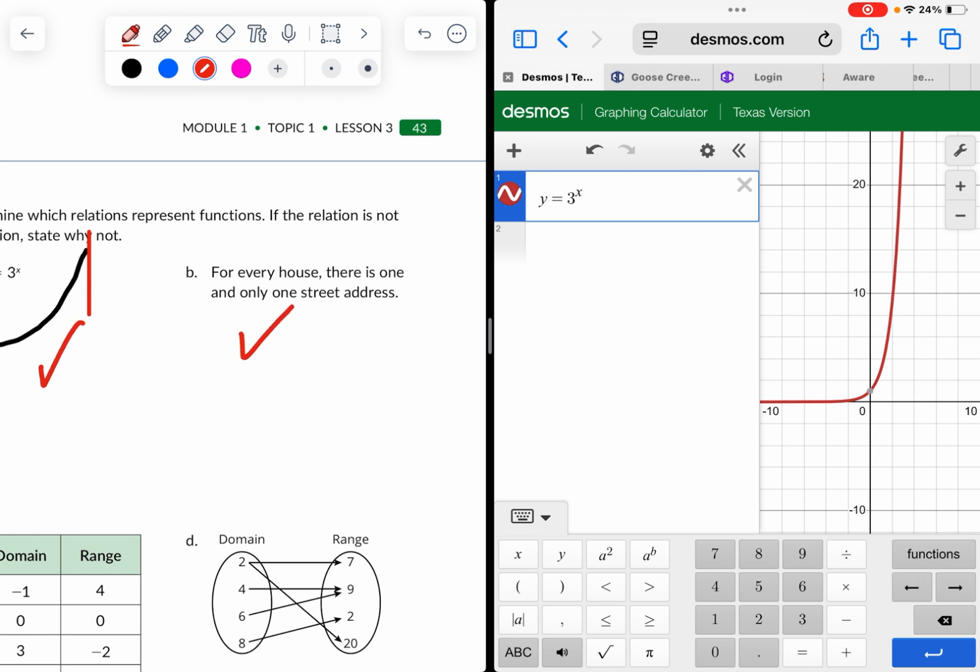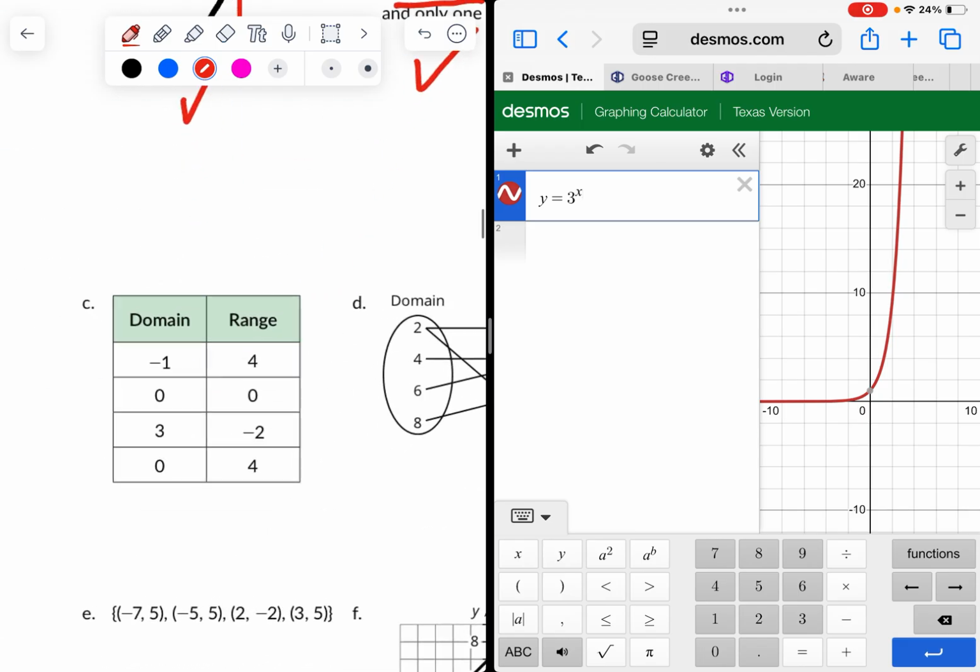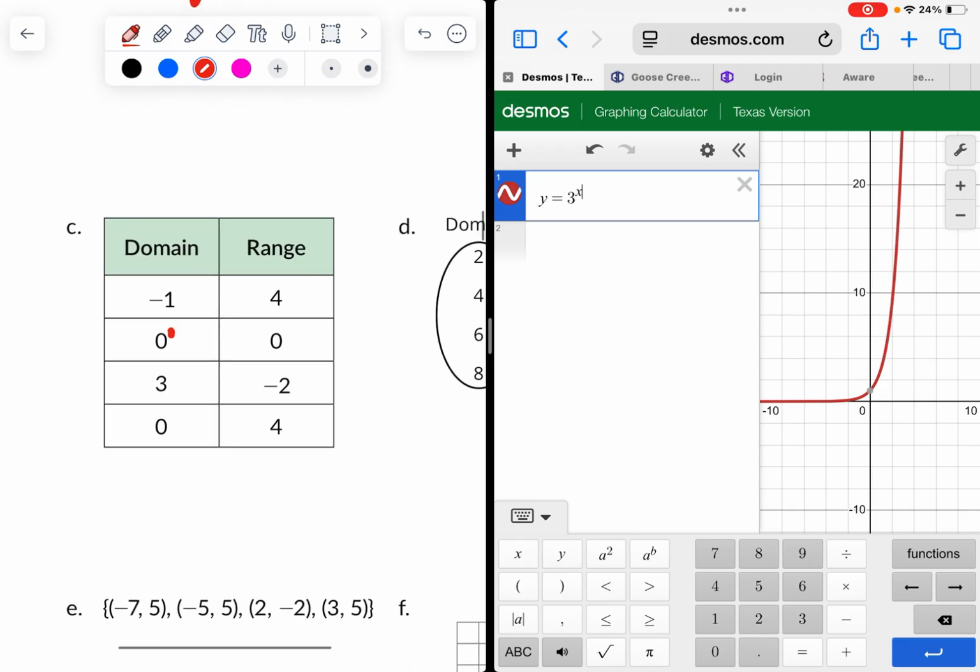This one is also a yes. If you're going to send mail to my house, I have an address. It has a number, it has a street name, city, state, zip. When you put that letter in the mail, it's only going to come to me. It's not going to go to somebody else who has the same street number and name. It's going to come to me because you have a complete address. So each house is the input, and each house does, in fact, have a different street address. That's a function. Letter C, not a function because your x's repeated, not a function.